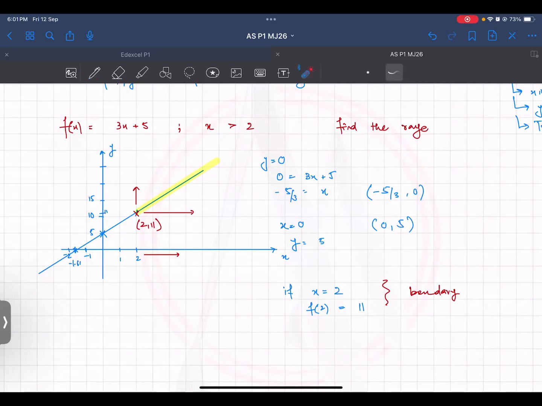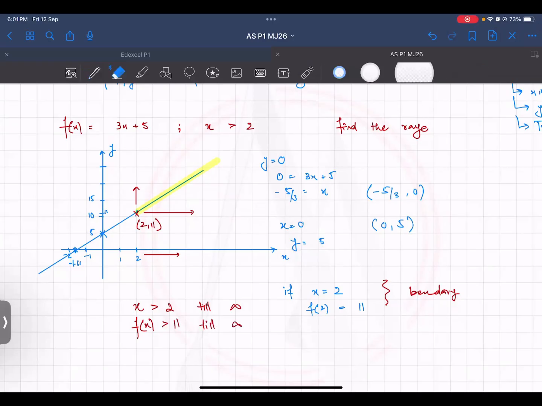So using the sketch, you can see the shaded part, the yellow part, is the part of your concern, and this is x greater than 2. And the y values you can see are all increasing from y is 11. This would become 12, 13, 14, 15, 16. And as much as this yellow portion goes, the y values would keep on increasing. So x is greater than 2 till positive infinity, and therefore f(x) is greater than 11 till again positive infinity.